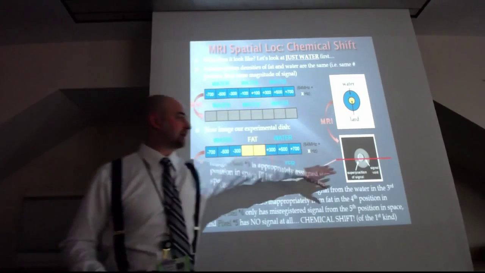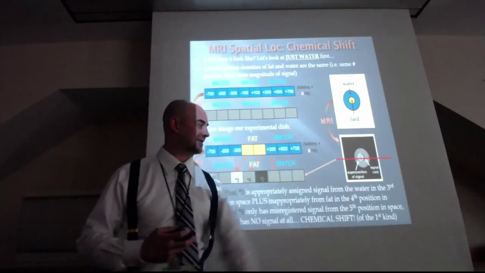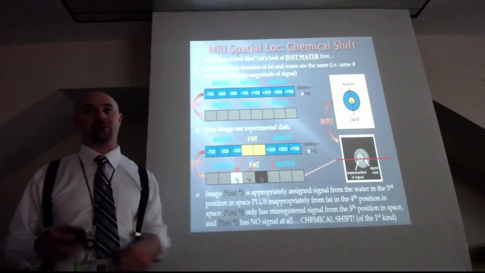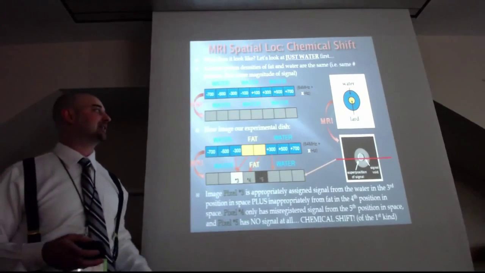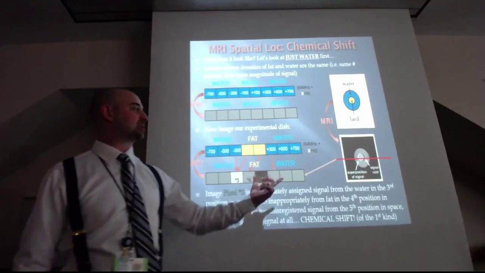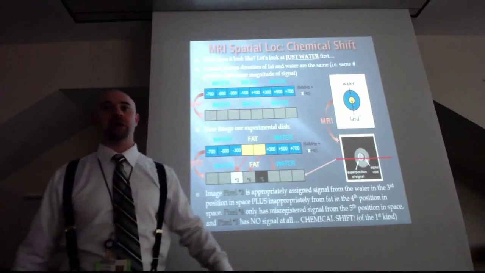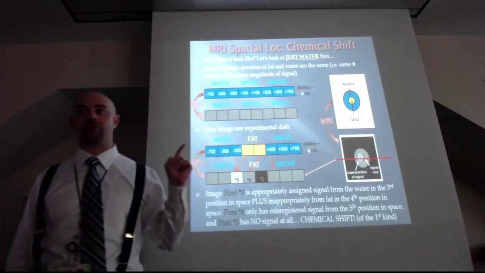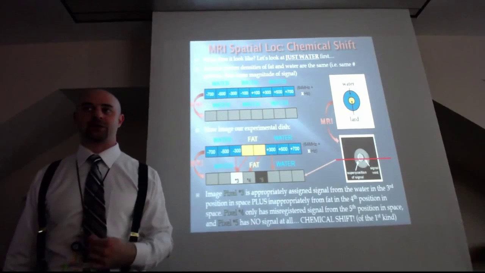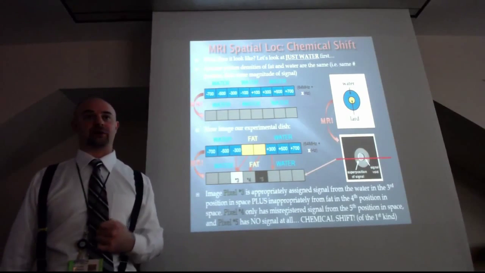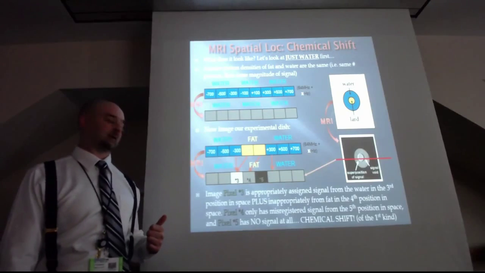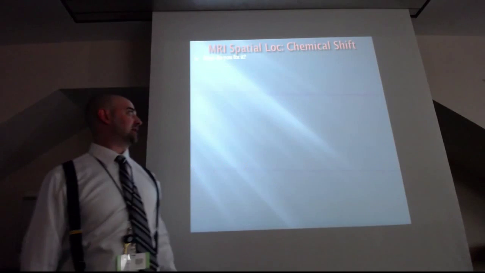Okay? And here, I unfortunately did not do this experiment because it's very cool. Somebody actually put a blob of fat in a petri dish of water and put it in a magnet and took this image, and it's exactly what you see: white on one side, black on the other. And it's along the direction of the frequency encoding gradient, or the x direction, the frequency direction. Any questions? Good. Okay, so how do we fix it?